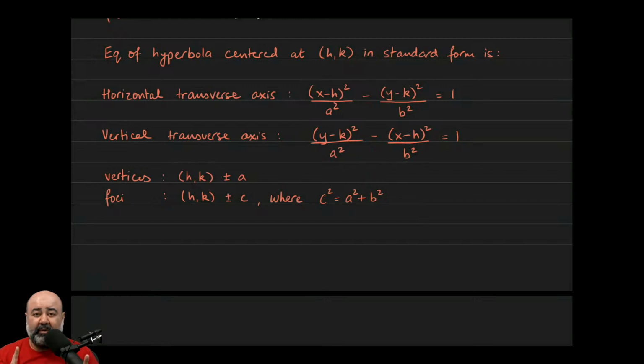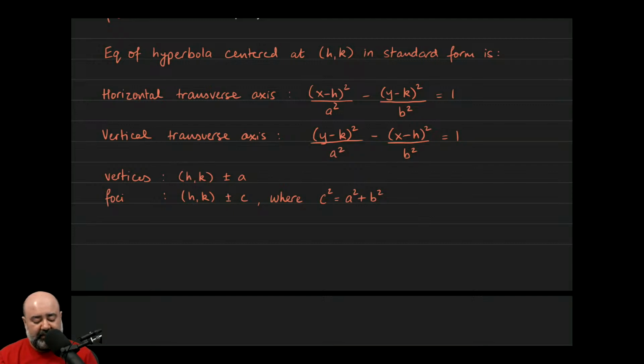Now, hopefully you remember for an ellipse, when we changed the major axis from a horizontal to a vertical, the denominators were what switched places. For hyperbolas, it's the numerators that switch places when we go from a horizontal transverse axis to a vertical transverse axis. Notice that a squared stays in the same spot, b squared stays in the same spot. X minus h, the quantity squared, changes to y minus k, the quantity squared, and vice versa here.